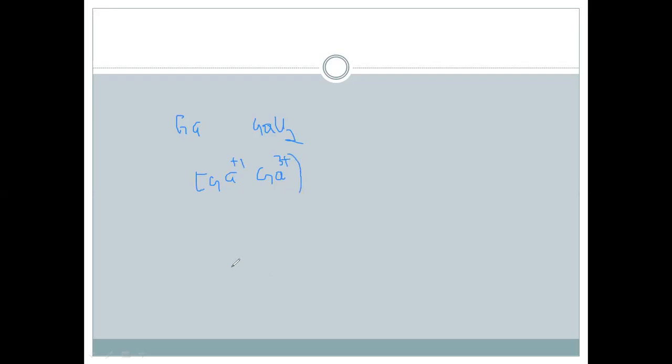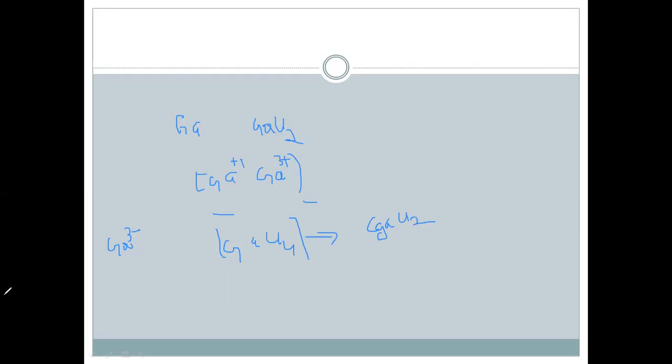How will it be? Just see here. Ga+ and GaCl4 minus, then Ga3 plus and GaCl4 minus, total together, which will be GaCl2 also. So, okay.